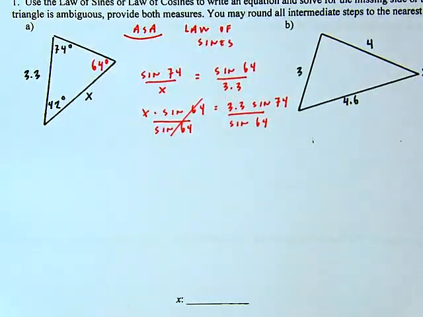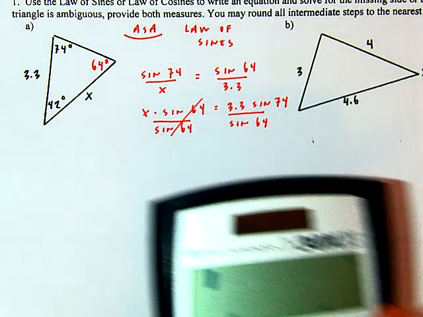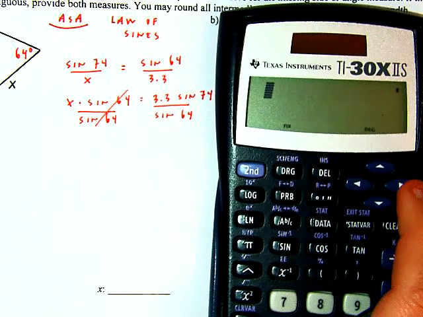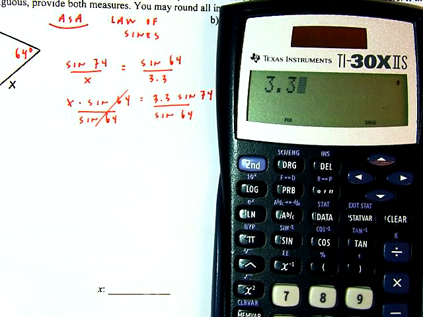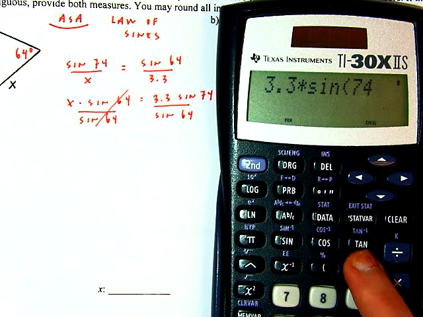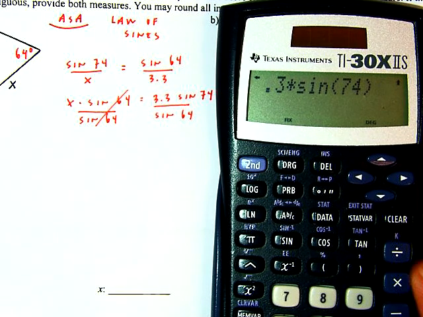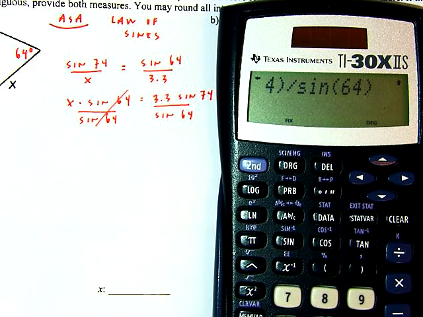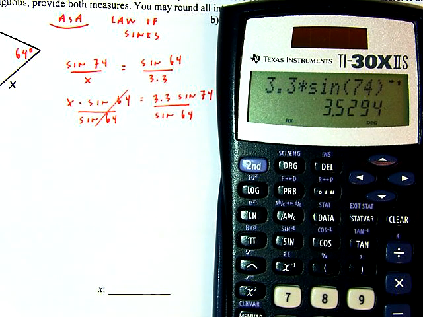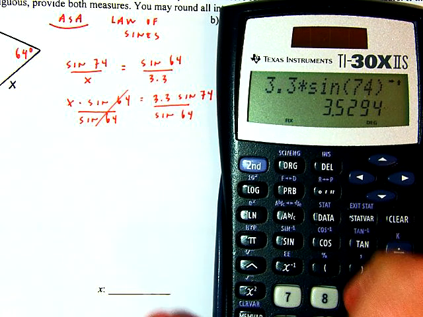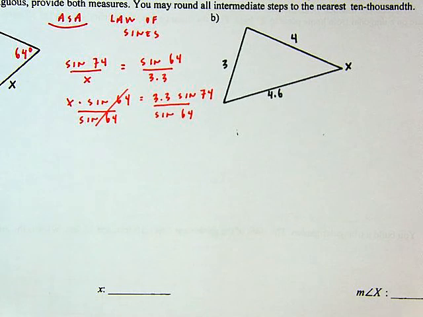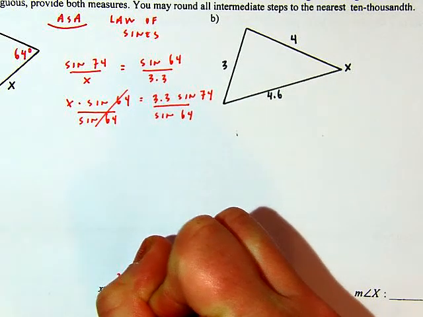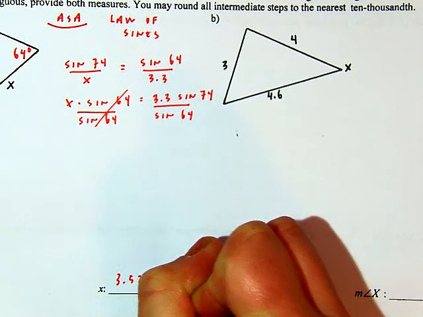All right, so now I just have to crunch it. And this here, again, I'm saying go to 4 decimal spots. All right, so here we go. We just slide over so we can see it side by side. All right, 3.3 times sine 74. Every time I open parentheses, I'm going to close them and then divide away the sine 64. All right, so right here I get my answer. It's about 3.5294. And again, it's a rounded answer to 4 spots. That's your nearest 10,000th. So 3.5294.